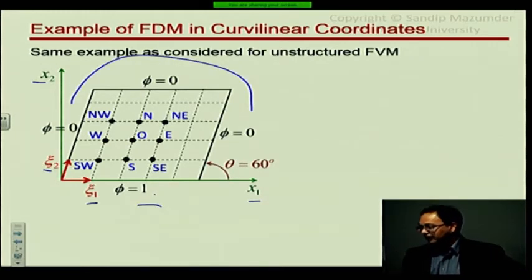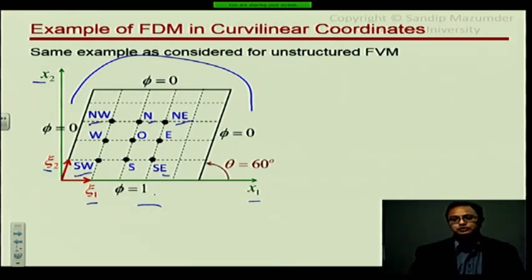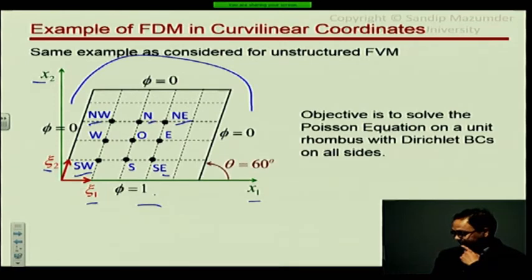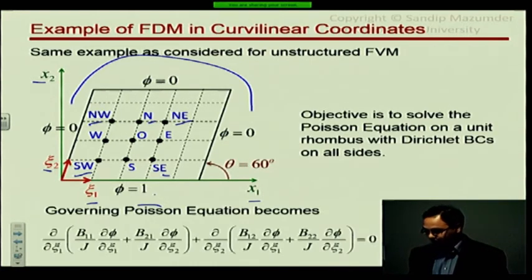Okay, and I have drawn a stencil for finite difference here, as you can see, denoted by north, south, east, west, but I've also denoted northeast, northwest, southwest, and southeast, and you will see soon that those will be required for the discretization. Okay, so objective is to solve it on a unit rhombus with Dirichlet boundary conditions on all sides.